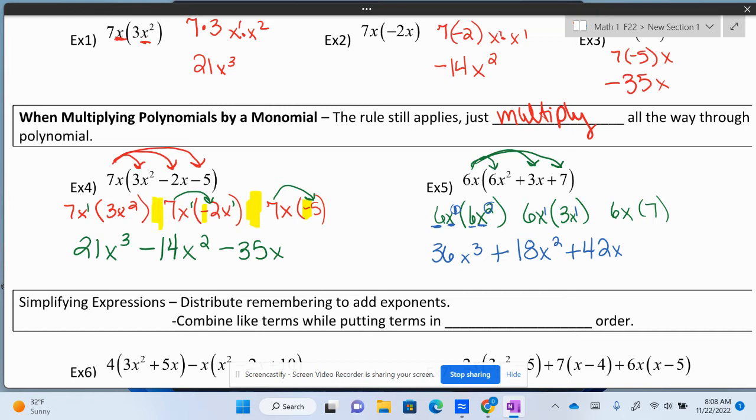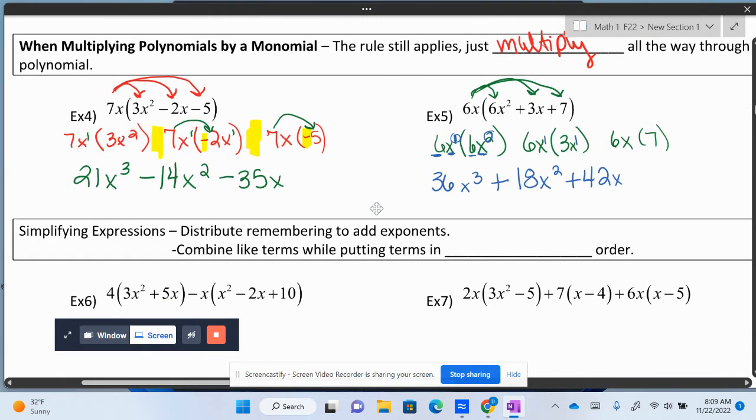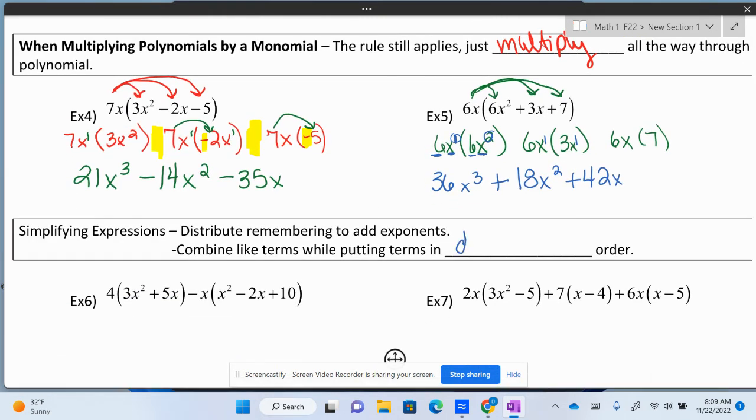All right. When you simplify expressions, remember that you're going to distribute, remembering to add the exponents, and you're going to combine like terms and make sure that you put them in descending order. Descending order, meaning you want the largest exponent term to come first. We call that the largest degree. You want the largest degree monomial first, okay?